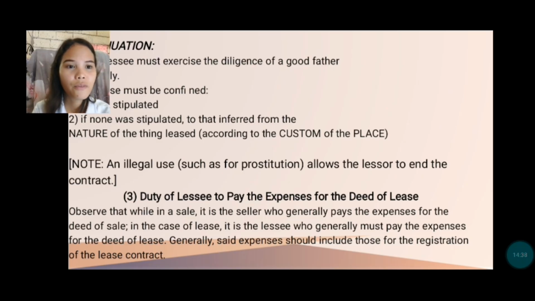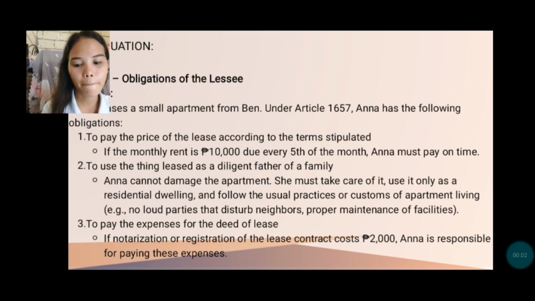3. Duty of lessee to pay the expenses for the deed of lease. Observe that while in the sale, it is the seller who generally pays the expenses for the deed of sale, in the case of lease, it is the lessee who generally must pay the expenses for the deed of lease. Generally, said expenses should include those for the registration of the lease.